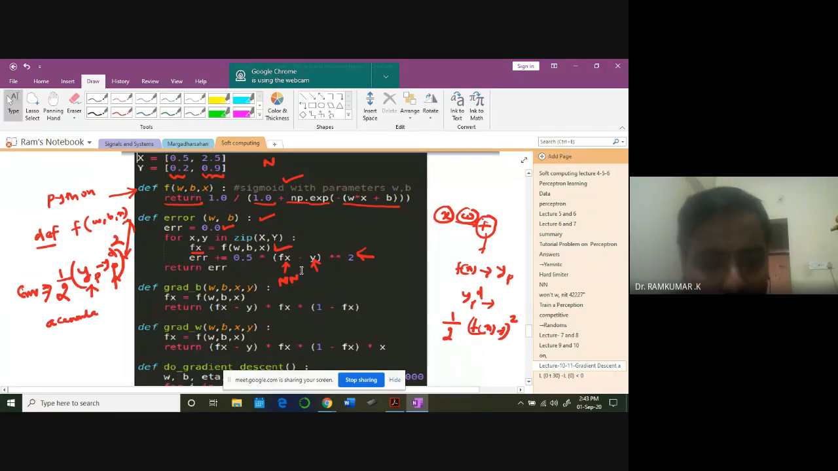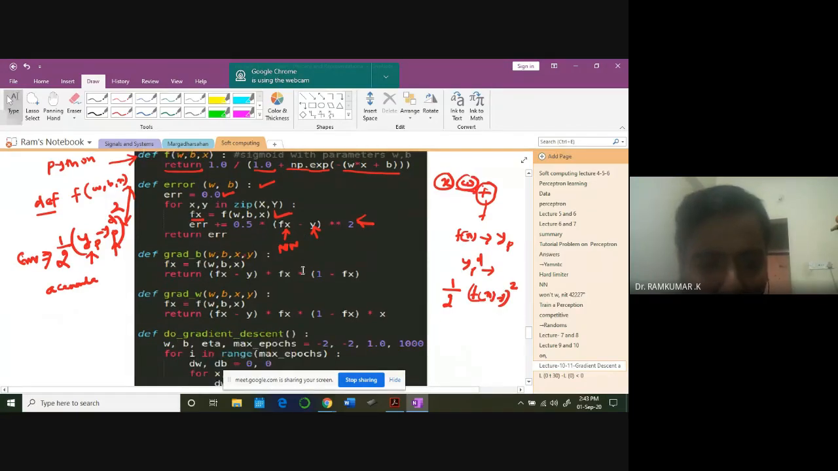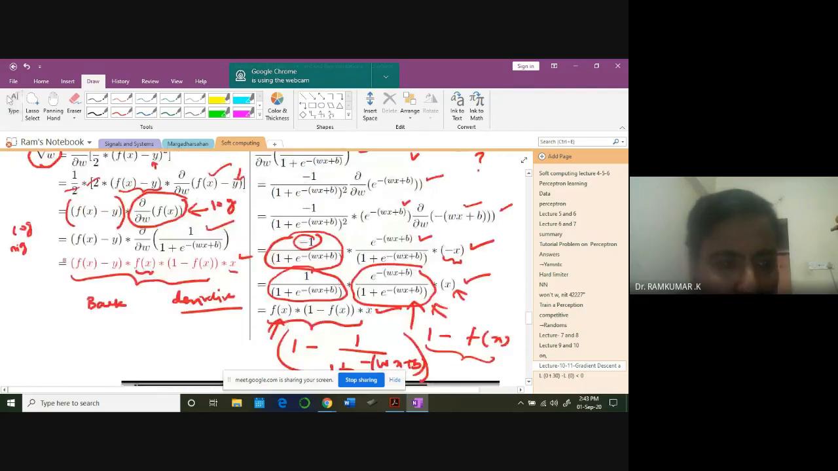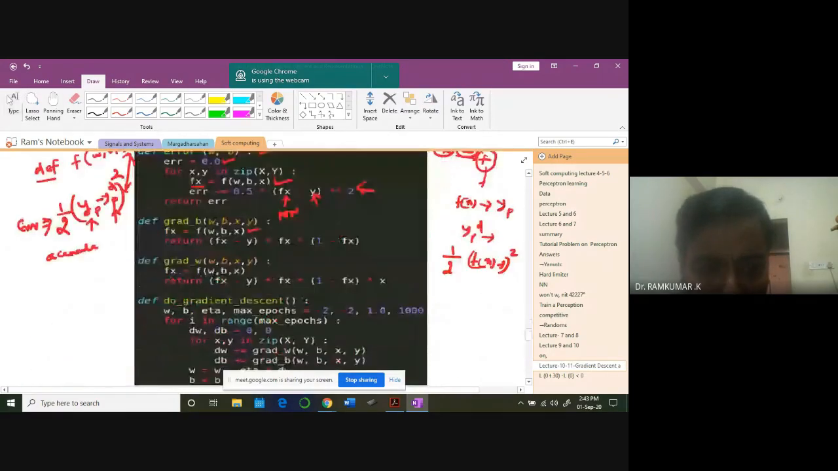That's the first stage we are in. Then you work out the gradient. So how do you compute the gradient? We know what f of x is. We have computed that here. Then we know the gradient value. What is the gradient value? This is the gradient: f of x minus y into f of x into 1 minus f of x into x. That is the value that has been substituted here. Clear. This is your gradient.